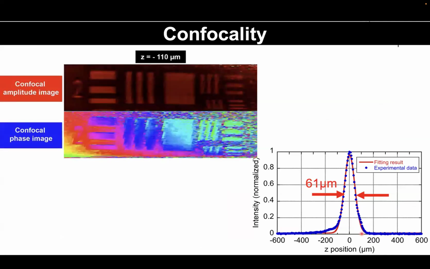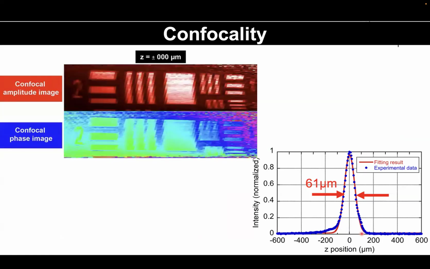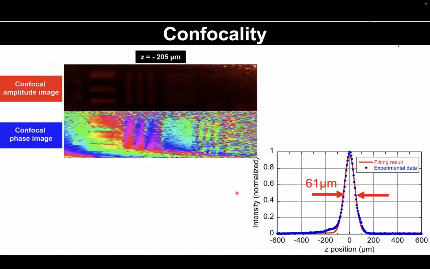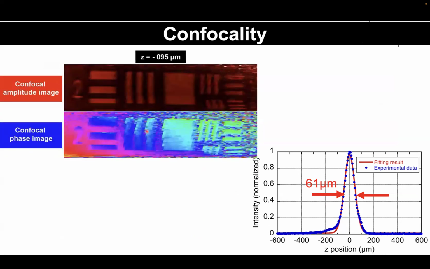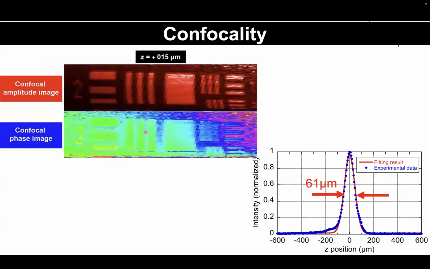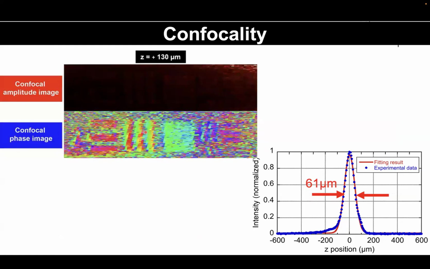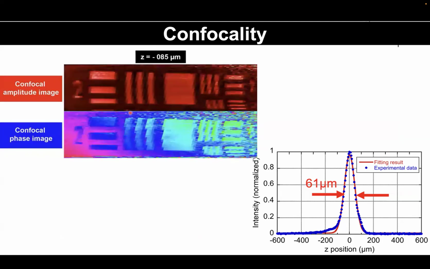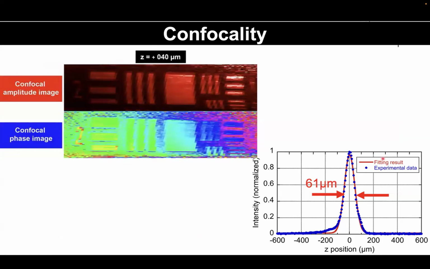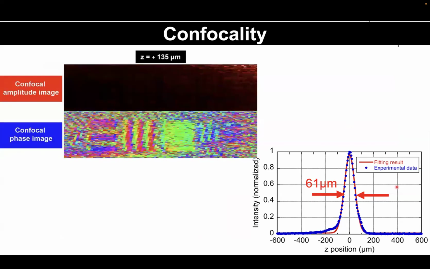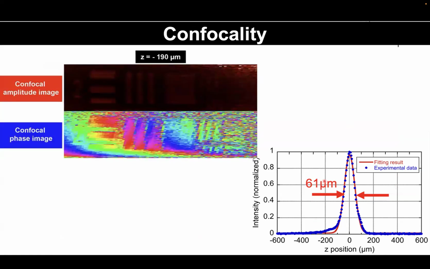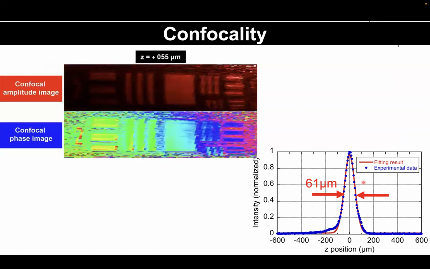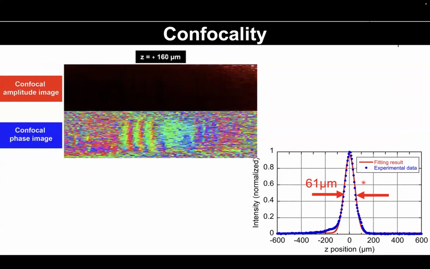We next confirm the confocality by moving the test chart along the axial direction. Both images increase the image contrast within the focus, whereas they disappear out of the focus. From the amplitude image, the confocal axial resolution was 61 micrometers, which is limited by a low numerical aperture of the objective lens rather than the performance of DCM.